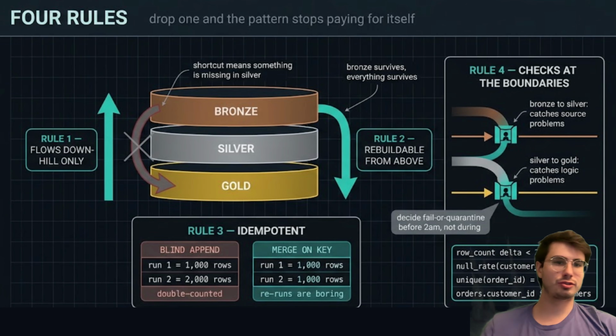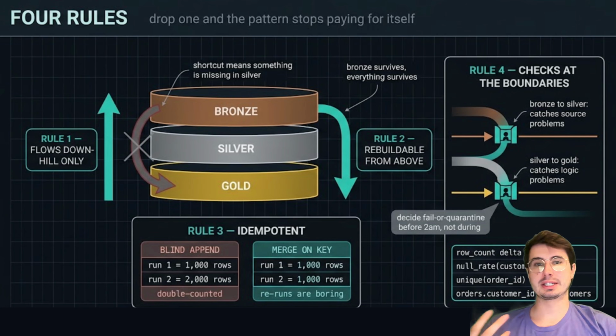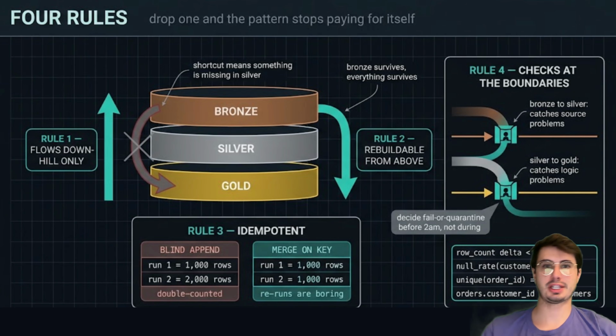So now, what are those 4 rules I talked about earlier for making sure that your medallion architecture stays honest, and what's going to happen if you drop any of them?